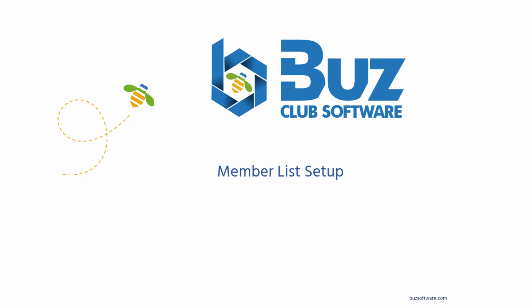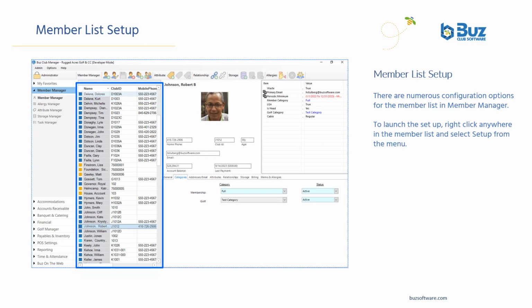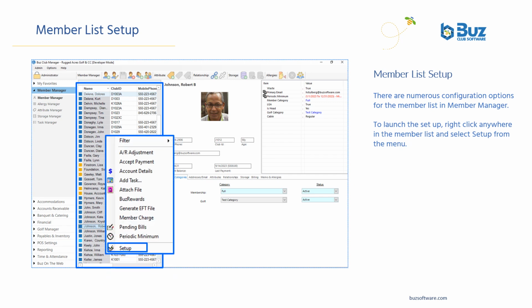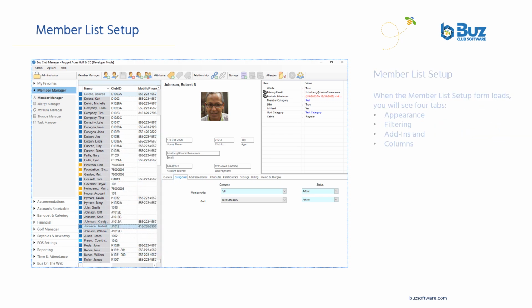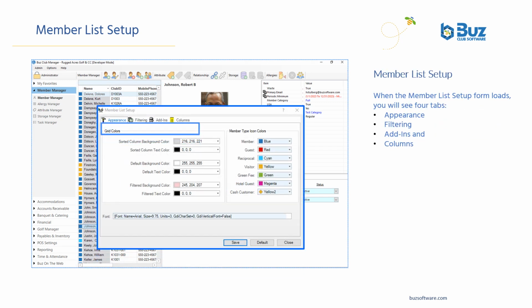In this video, we will provide a tutorial on the member list setup for Member Manager. There are numerous configuration options for the member list in Member Manager. To launch the setup, right-click anywhere in the member list and select Setup from the menu. When the member list setup form loads, you will see 4 tabs: Appearance, Filtering, Add-ins, and Columns.